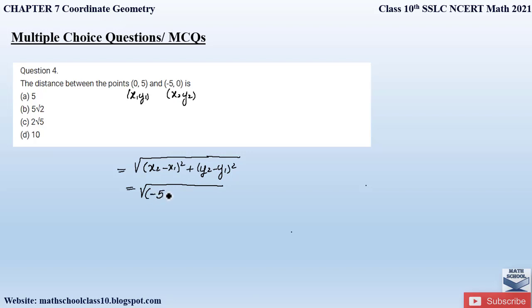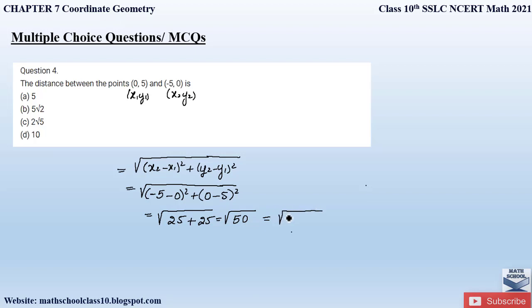It is -5 minus of x1 is 0 the whole square plus y2 is 0 minus y1 is 5 the whole square. It is -5 minus 0 will be -5. -5 the whole square will be 25 plus again here 0 minus 5 is again -5. So -5 the whole square is 25, equal to square root of 25 plus 25 is 50. So what is square root of 50?